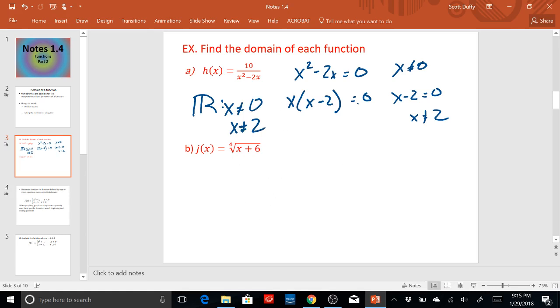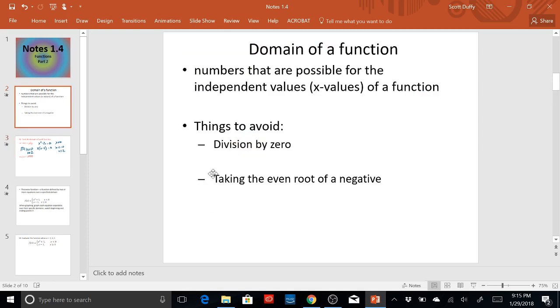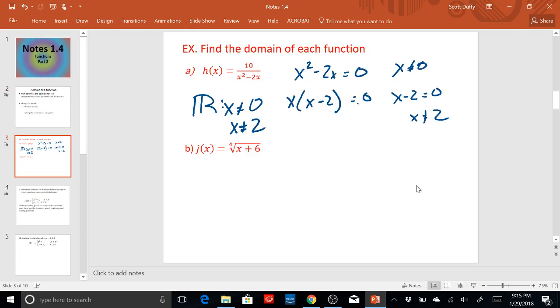Going down here, this fourth root of x plus 6, what we know is we cannot take the even root of a negative. So we have to realize that x plus 6 has to be greater than or equal to 0, no matter what the x value is, because it cannot be negative. Solve for x, and you get x is greater than or equal to negative 6.